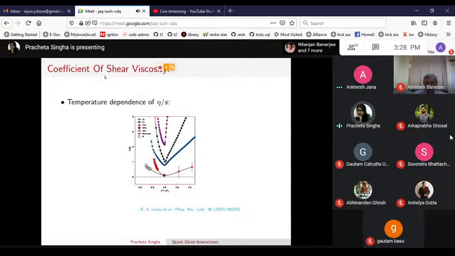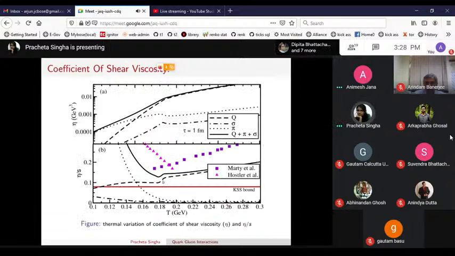For that, we calculated the coefficient of shear viscosity. This is an already existing plot where the shear viscosity by entropy density ratio for various fluids has been shown. Here we can see that all the fluids show a common behavior: they show a minimum near the transition temperature. Can the model we are using reproduce this data? We have seen that here also our eta by s plot with temperature shows a minimum near the transition temperature. So till now we are satisfied with the model structure.